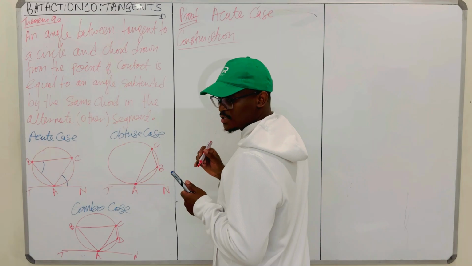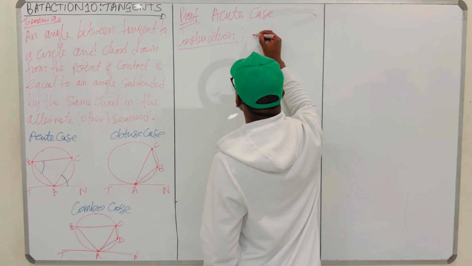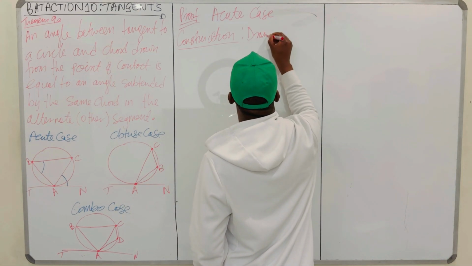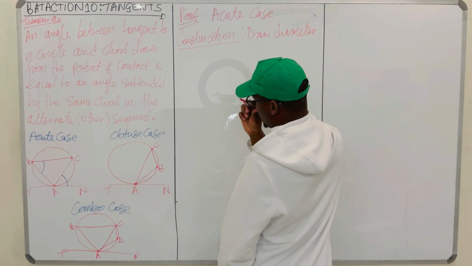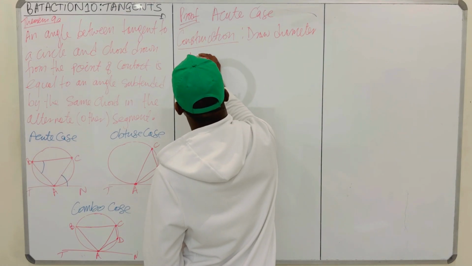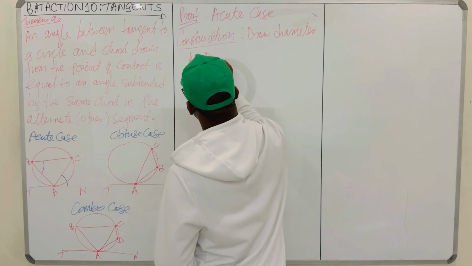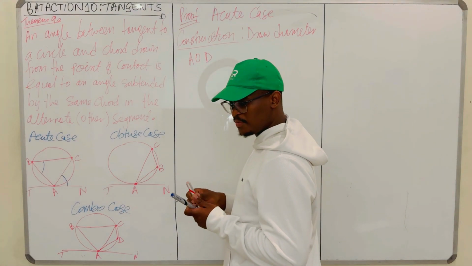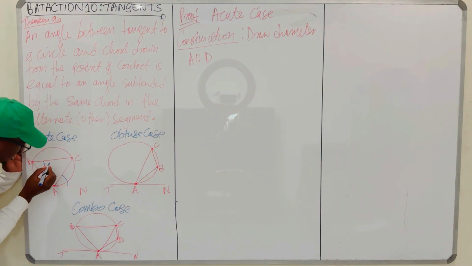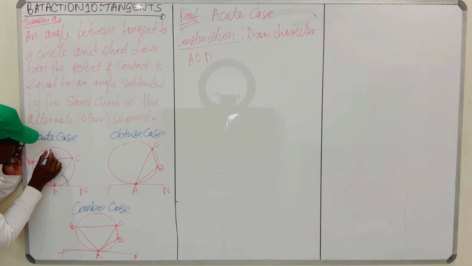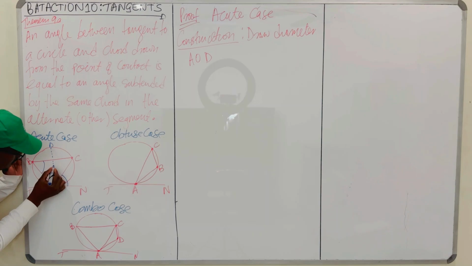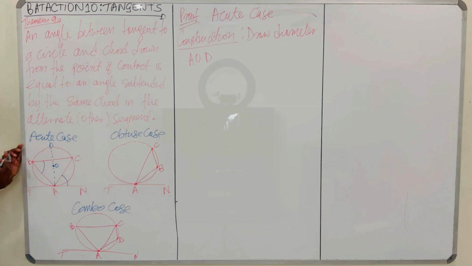I need you to know these things. So, first thing that we're going to do, we're going to draw a what? A diameter. What is the name of our diameter? It's AOD. Are you with me? So O is the center, like this one. So draw AOD. Let's say D is here and O is somewhere here. Are you with me? Yes.